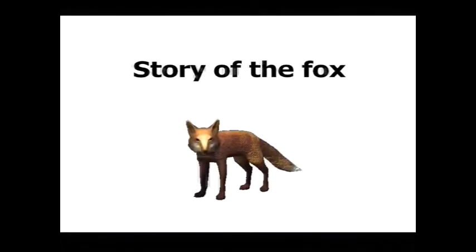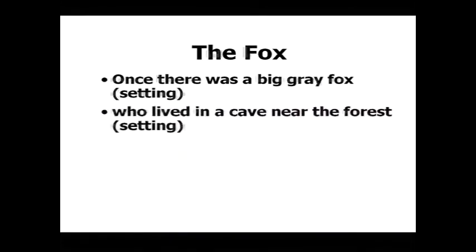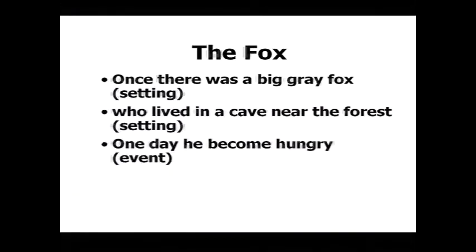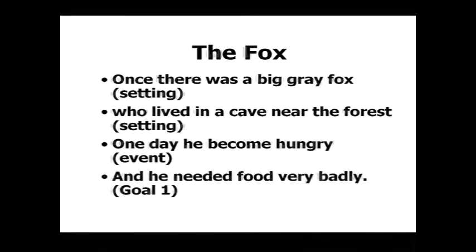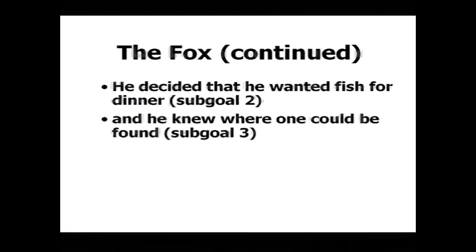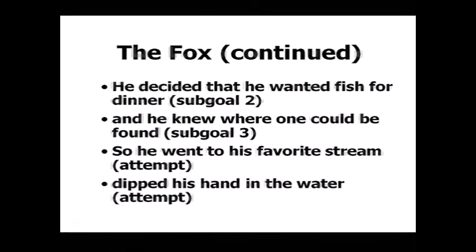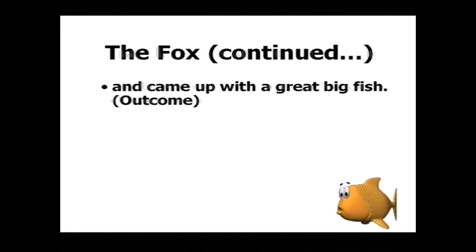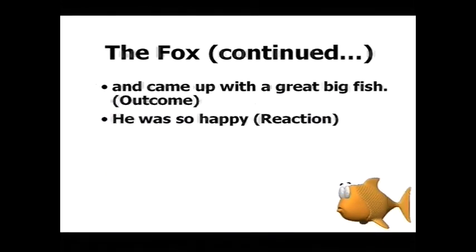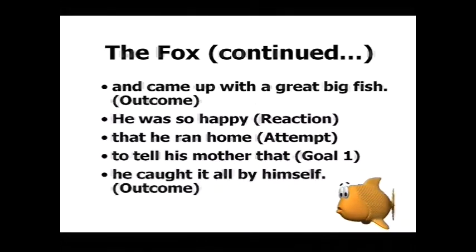Story of the fox. Once there was a big gray fox is a setting. Who lived in a cave near a forest is also a setting. One day he became hungry. Event. He needed food very badly. That's a goal. He decided that he wanted fish for dinner. A sub-goal. And he knew where one could be found. Sub-goal 3. So he went to his favorite stream, an attempt. Dipped his hand in the water. Also attempt. Came up with a big gray fish. Outcome. He was so happy. Reaction. Then he ran home. Attempt. To tell his mother that. Goal. He caught it all by himself. Outcome.